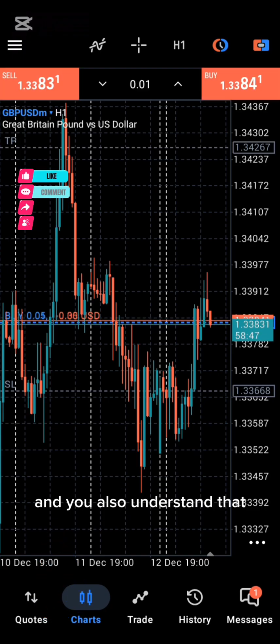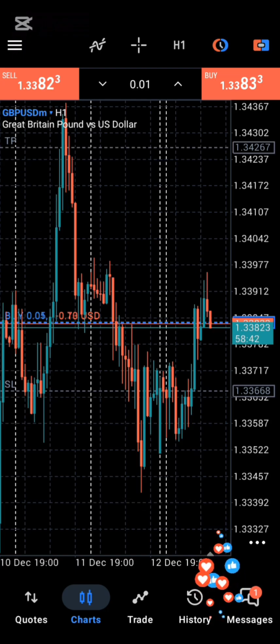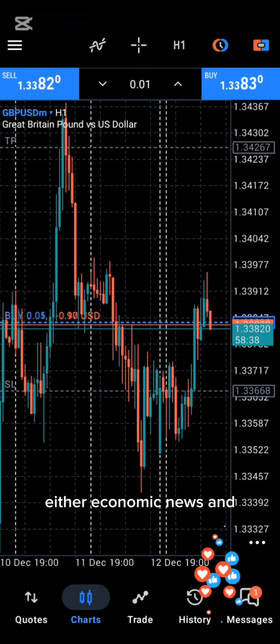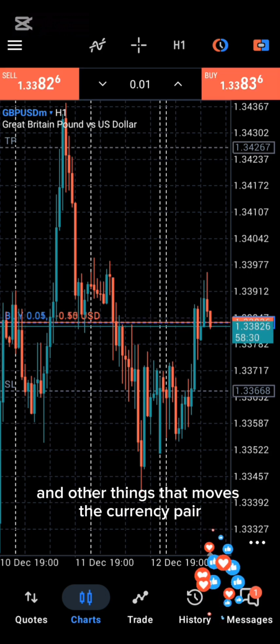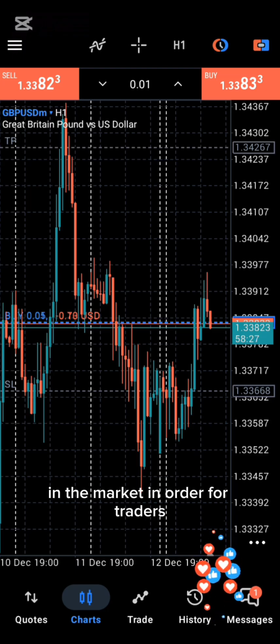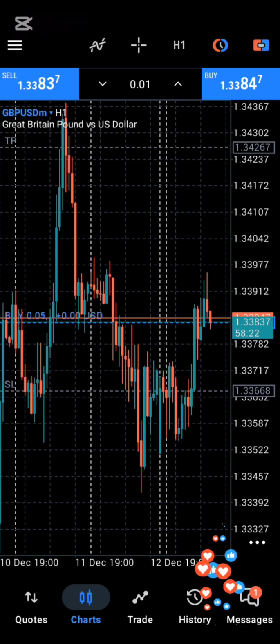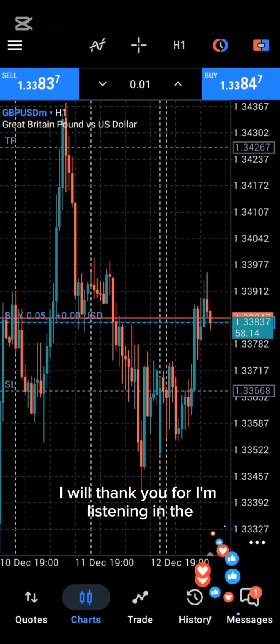You also understand that there are some major things that make currency pairs move against each other, either economic news, basic news and other things that move the currency pair in the market, in order for traders, buyers and sellers to make profit out of the market in the long run.